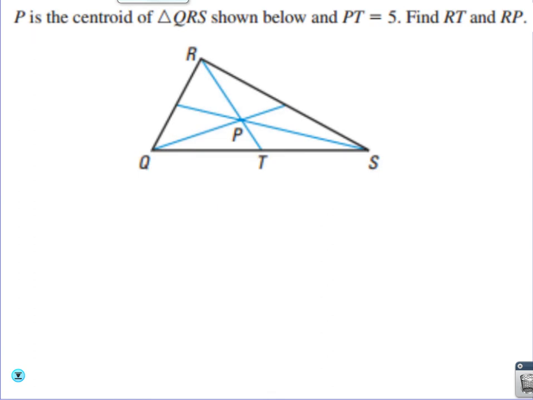Doing another one. P is a centroid. PT is 5. Find RT and RP. We'll do it together. RP, if this is 5, would be 10. That's the biggest piece. And RT would be 15.